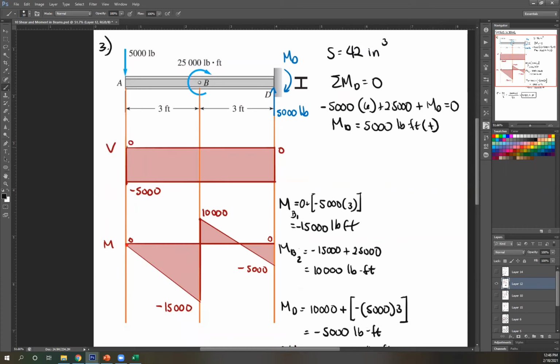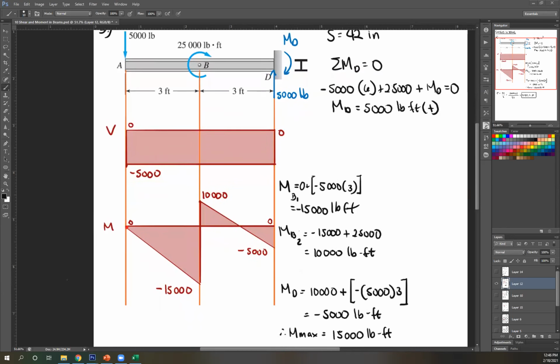So starting at 0, there's a downward force, so negative 5,000. There's no applied force, so just a straight line. Upward force, 5,000. You end at 0. So that's the correct shear diagram. Next, moment. So start at 0 again. You have a free end, there's no moment applied there. So 0, then negative area, so you go downward by this area.